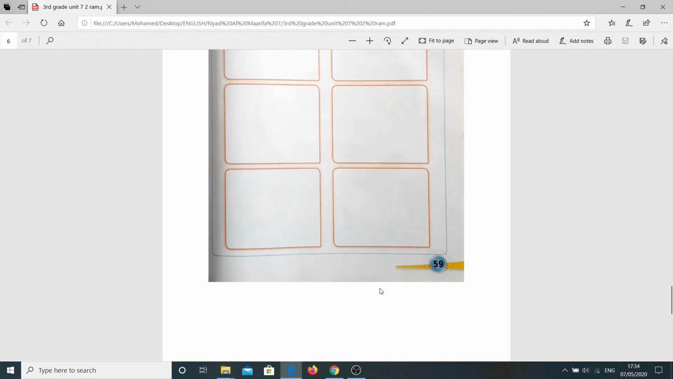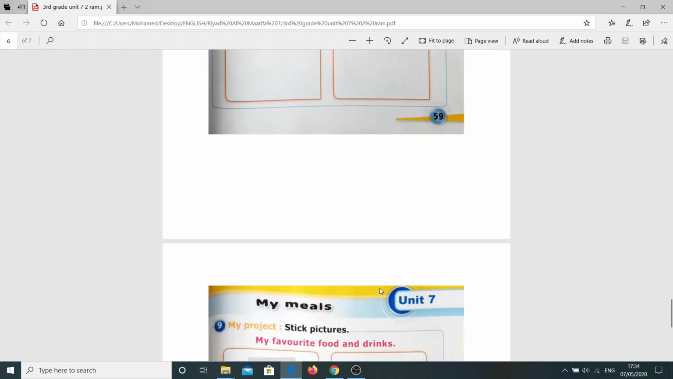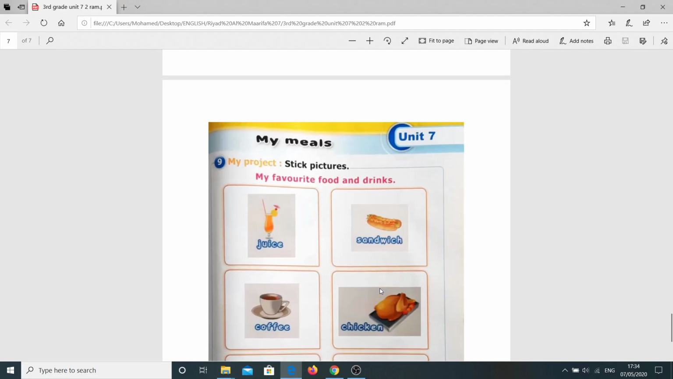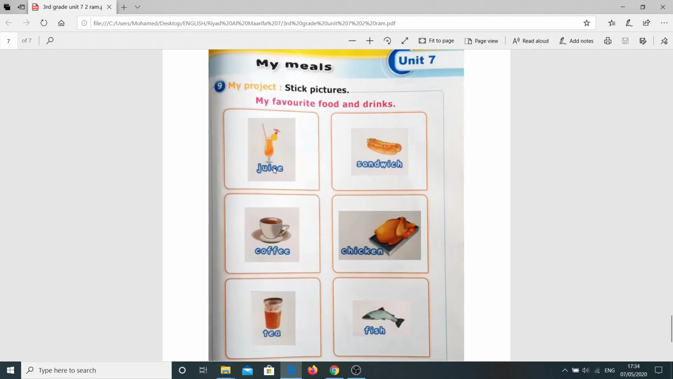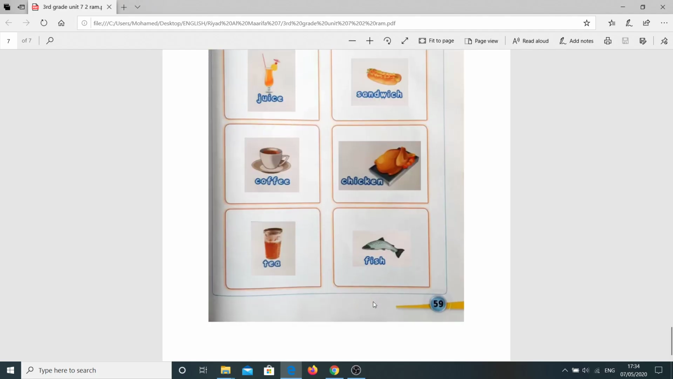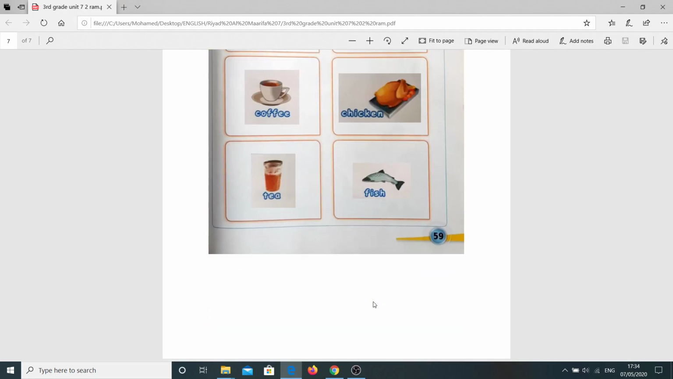I have some examples. Drinks and food. Juice, coffee, tea. About food, we have here sandwich, chicken, and fish. Then you can stick any picture you want.